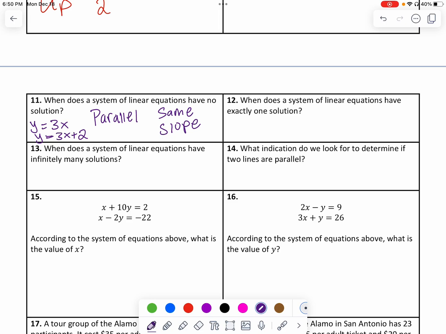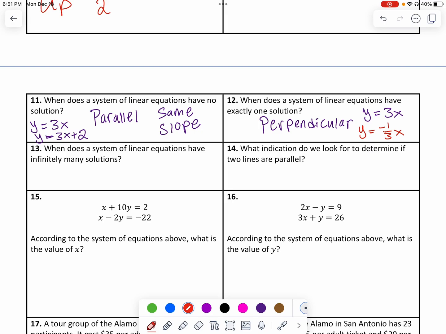Now, when we have exactly one solution is when they are perpendicular. And that is when they have opposite slopes. So we'd have y = 3x. Let's just stick with this example. And then we'd have y = negative 1/3 x. That's that opposite reciprocal. Those would be perpendicular.